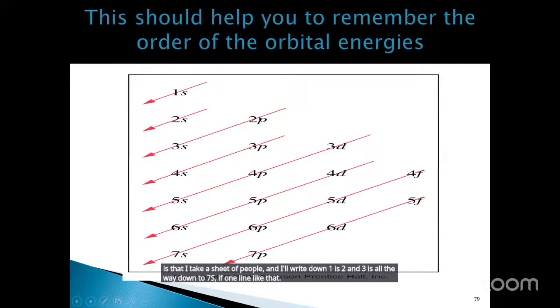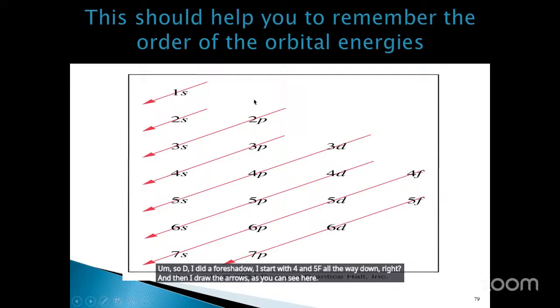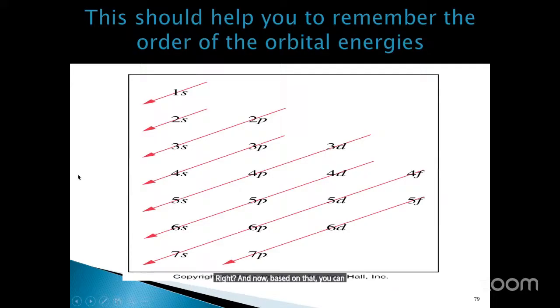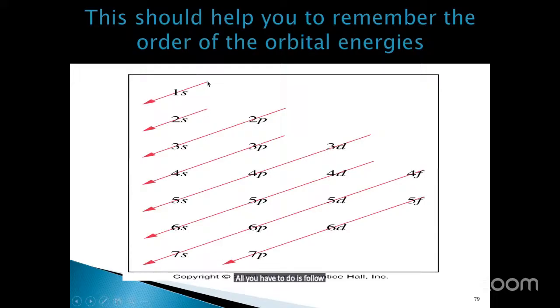And then for the second shell, I start with 2p, 3p, all the way down to 7p. And then at the third shell, 3d, 4d, 5d, all the way down to 7d. And then at the fourth shell, I start with 4f, 5f, all the way down, right? And then I draw the arrows as you can see here, right? And now based on that, you can determine the order of the orbitals in terms of the energy. All you have to do is follow the arrows from tail to head, right?